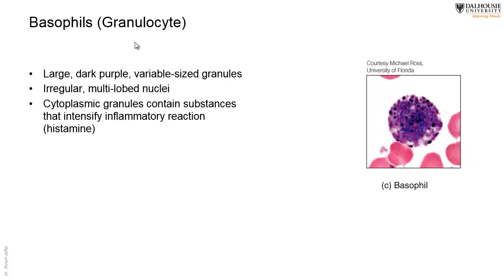The others are the basophils. The basophils, again, have large granules in their cytoplasm. These granules have affinity to basic dyes. So that's why they love the base, so they are basophils. And you can see that the nucleus is also multi-lobed, but the nucleus is almost obscured by the large basophilic granules in the cytoplasm. And these granules contain substances that intensify inflammatory reaction, like histamine and heparin.